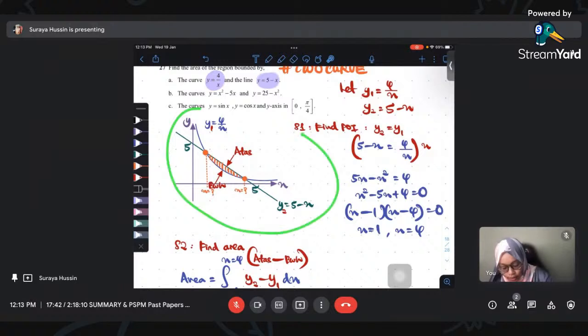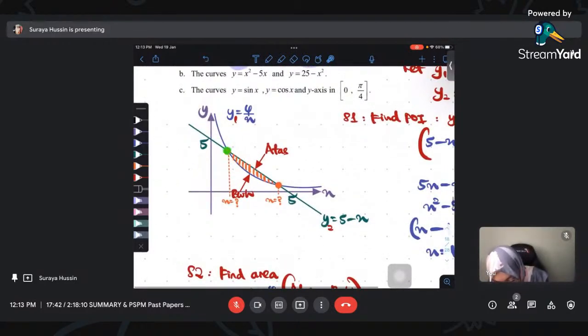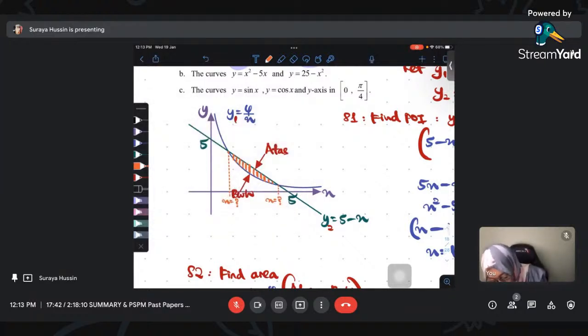Okay, so soalan area of region graph wajib dan step yang pertama adalah kena cari POI. POI ni apa Miss? Point of intersection. Point of intersection means here, the dot here. Apa maksud dia sebenarnya Miss? Dia sebenarnya adalah the intersection point, di mana dia bertembung, di mana dua line bertembung. And so I put a very big dot here. Is it big enough? Dot here and dot here.